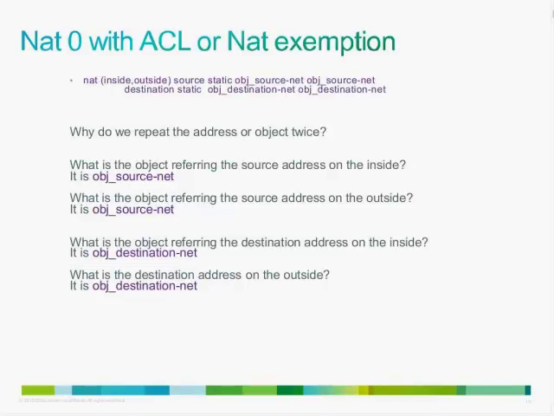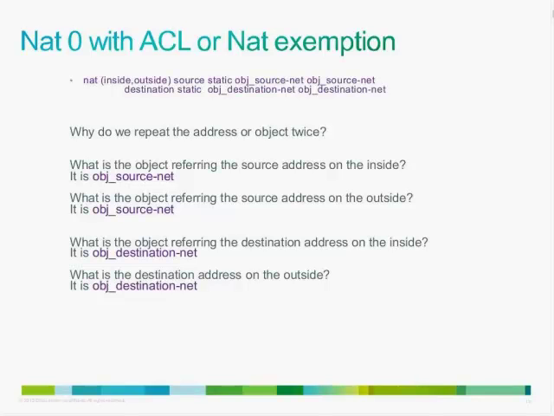So everybody who looks at this line, the immediate question to ask is, why do we have to repeat that address or the object in the NAT line twice? So what is the object referring to, the source address on the inside, right? It is the source net. So how will this source network look when the source is talking to the 10.10.10 network? It will look like itself. So now we've answered that question.